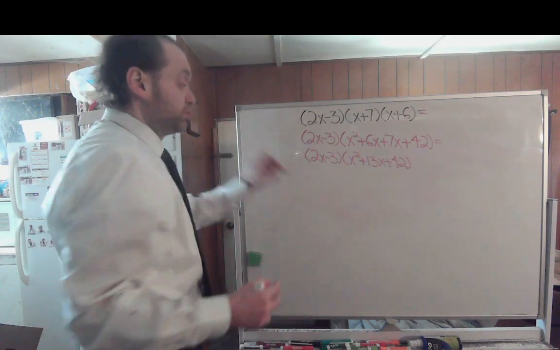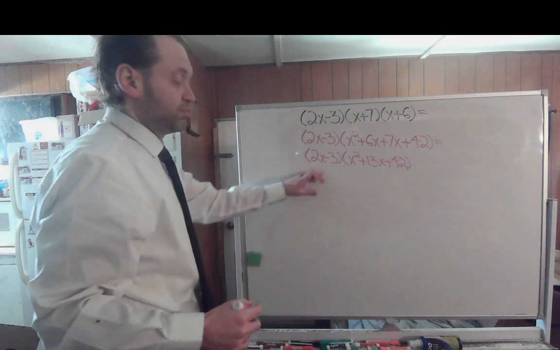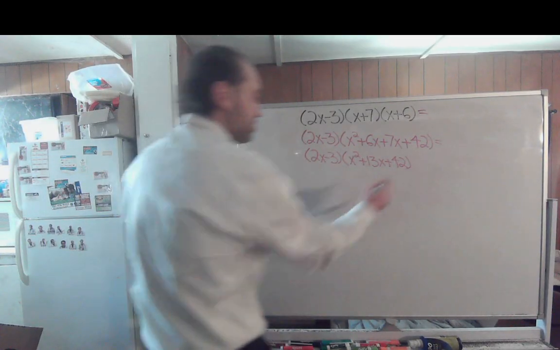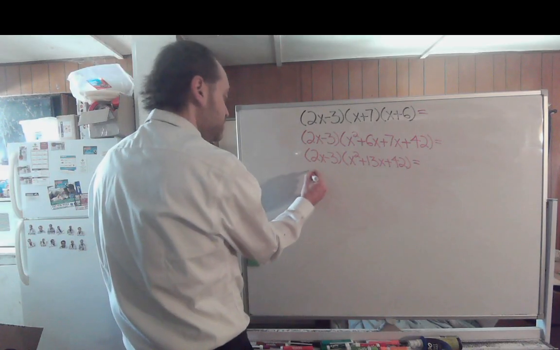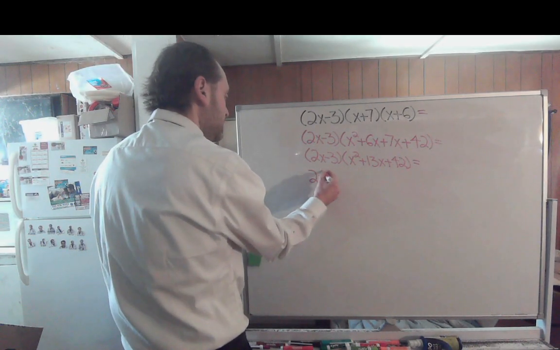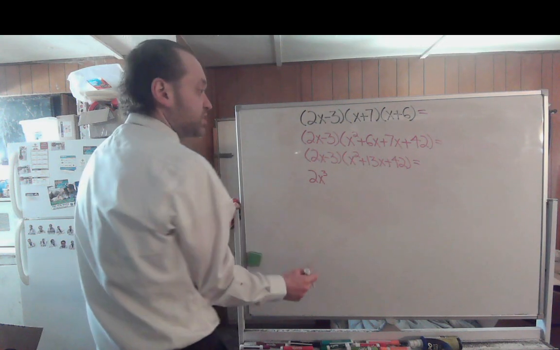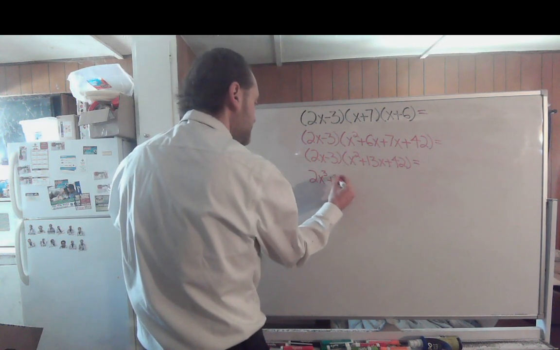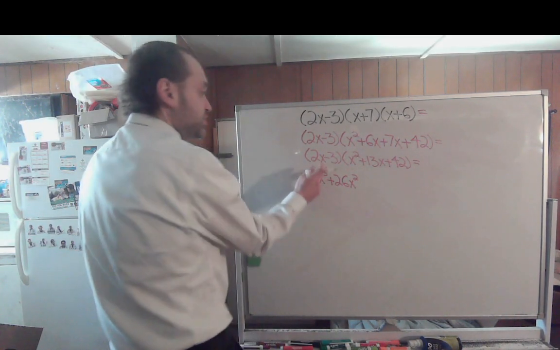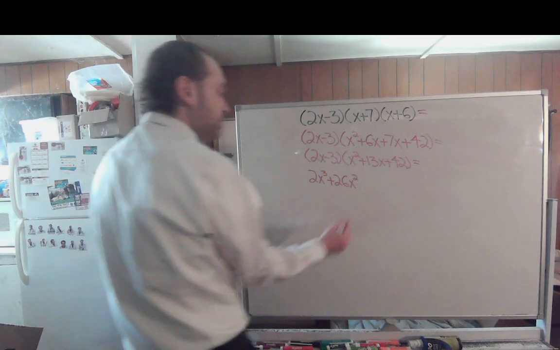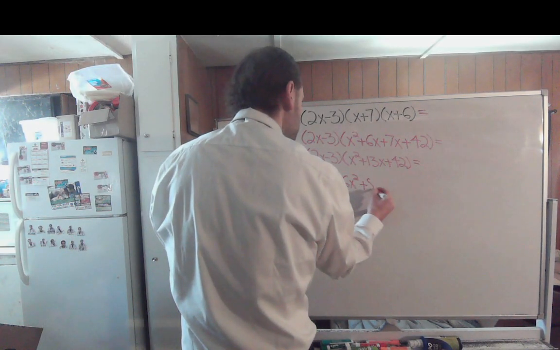Now you're just multiplying two polynomials. You're multiplying a binomial times a trinomial. So let's go ahead and FOIL these out. 2x times x squared would give you 2x to the third. Then 2x times 13x, that would give you plus 26x squared. Then 2x times 42, that would give you plus 84x.